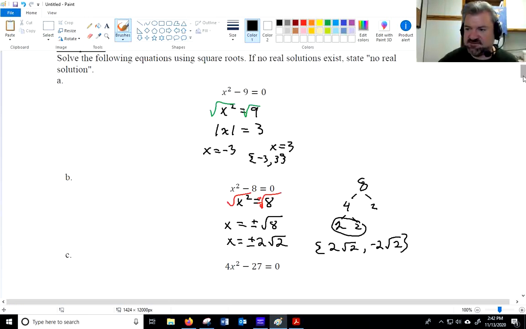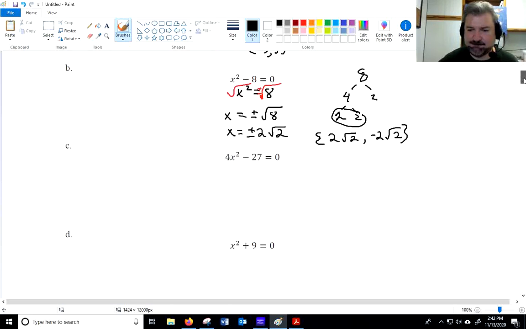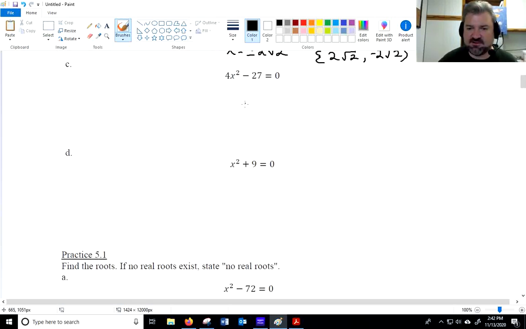All right, let's take a look at the next problem. We have 4x squared minus 27. I'm going to move the 27 over to the other side and divide both sides by 4.